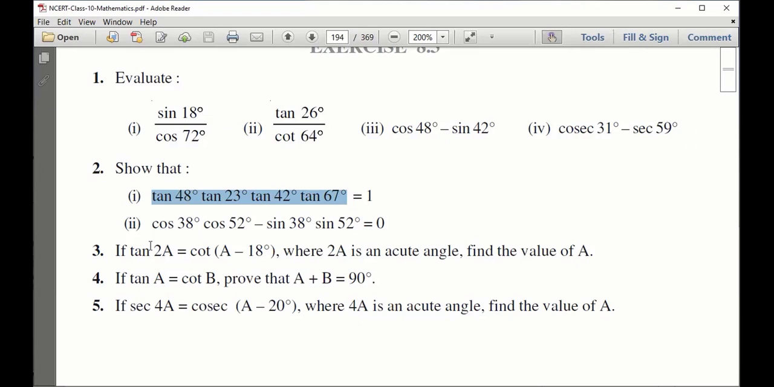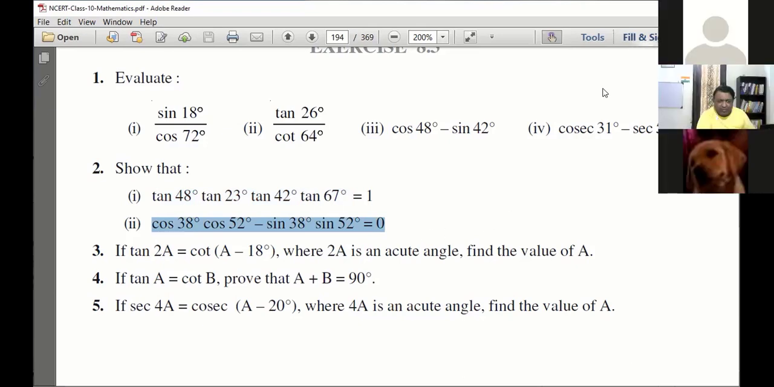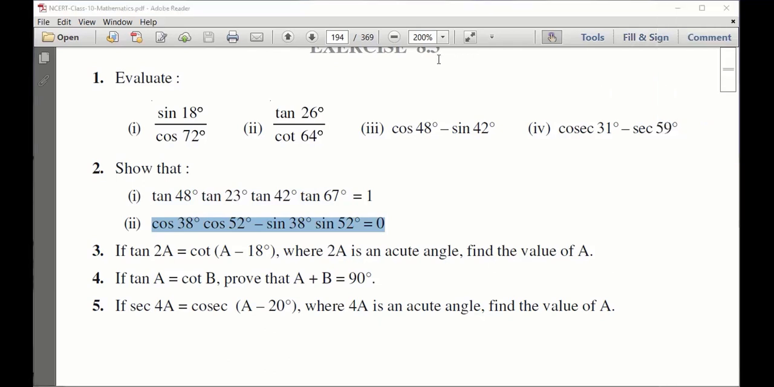Who will explain me question number 2? This one. Not Anvi, anyone else who wants to explain, unmute and explain. Tanishka, do you want to do it? Or Nikhil, you want to do it? Yes, sir, Nikhil. Nikhil, explain. So we can do it with cos 38 and cos 52. Cos 38 would become cos of 90 minus 38, which would be 52. Correct.